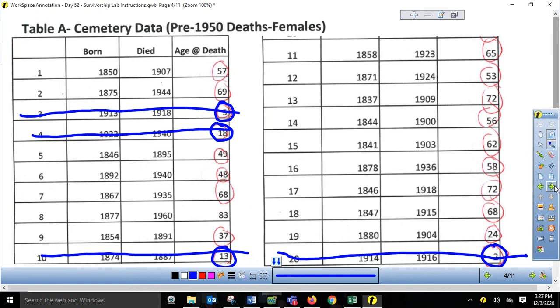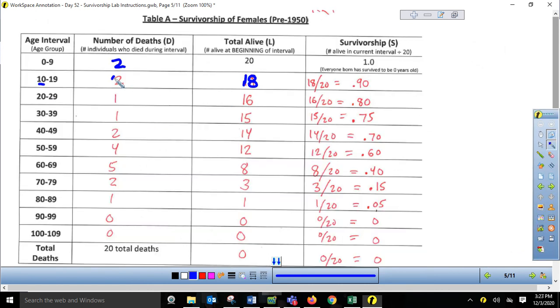So I go back to my table, and I'm filling this in with blue ink so you can see what we're doing along the way. And so that means I start out with 18 females alive, and then by the time we reach age 19 and individuals turn 20, only 16 females are still surviving.